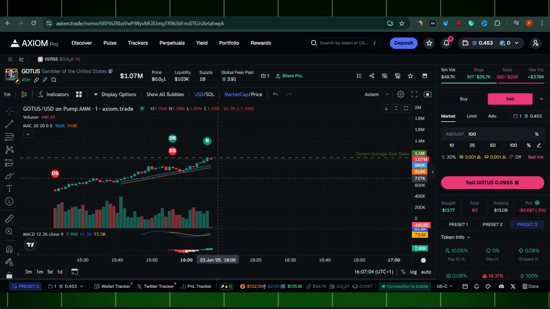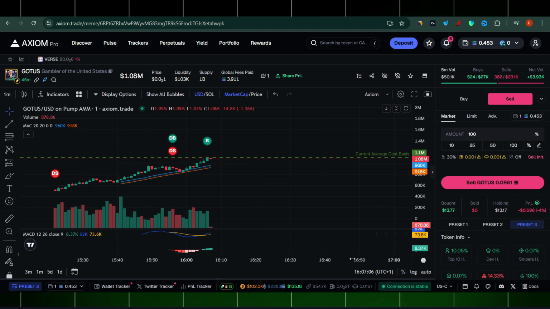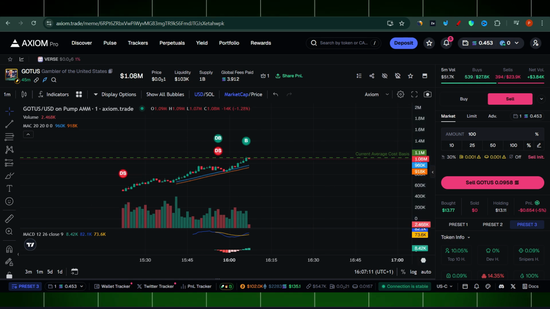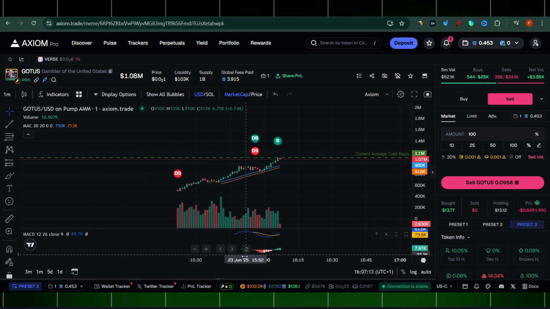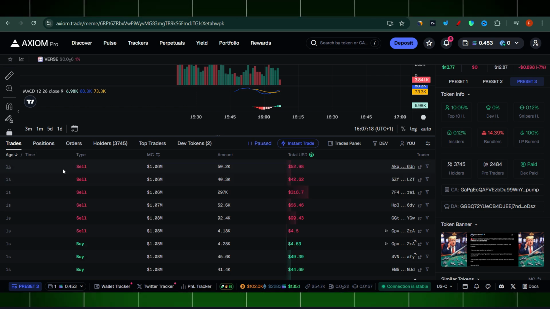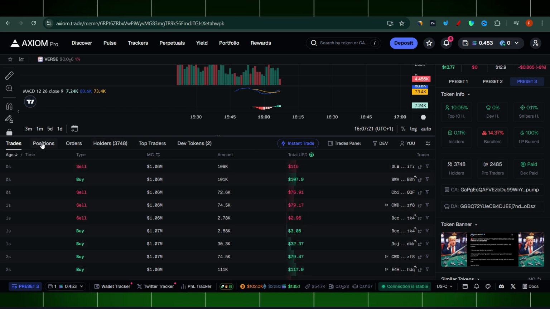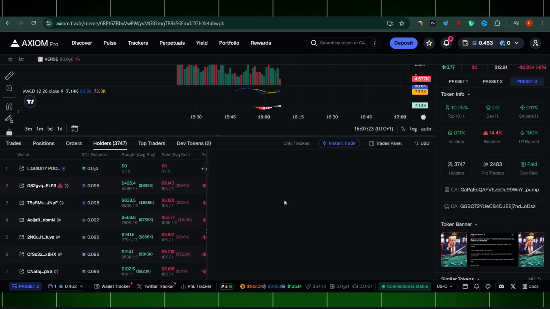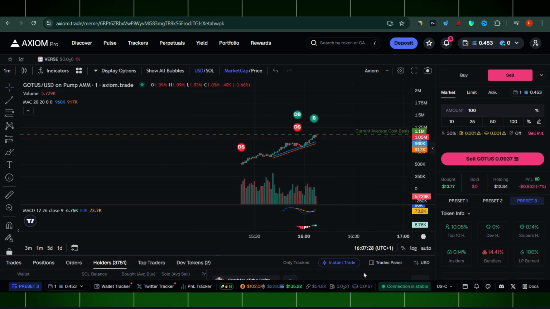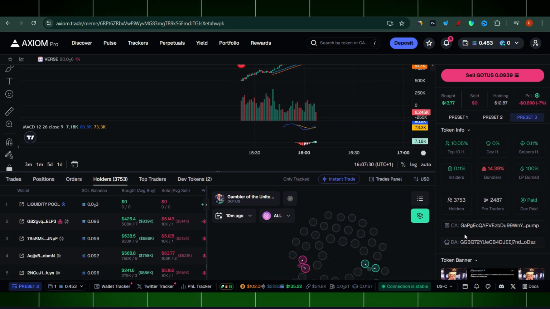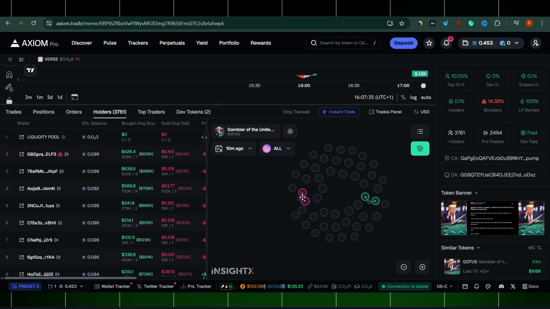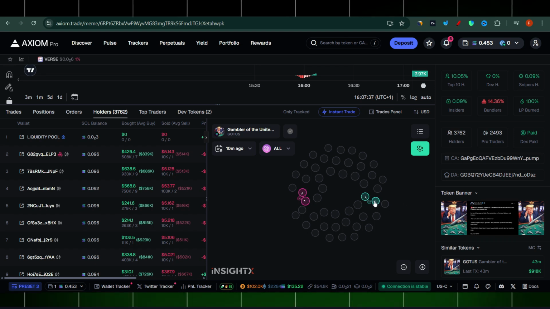In the meantime, we can discover some other bits and pieces of this Axiom Pro, right? What you can also do with it, which I think is quite interesting: when you go to trades, we can go to the positions, trades, orders, and holders. When you go to the holders, those holders will automatically show you the bubble map. And in this coin in particular, there aren't many of those wallets being balanced.